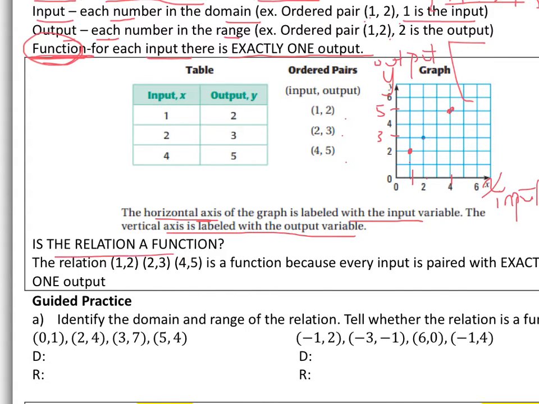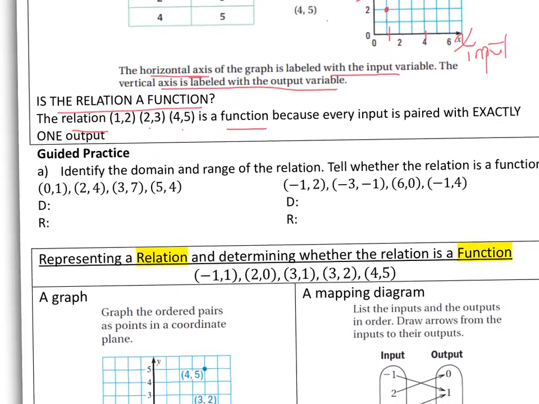Is this relation a function? Let's see. The relation 1, 2, 2, 3, 4, 5 is a function. Again, remember, for every input, there is exactly one output. So this means that the x value cannot repeat. Otherwise, it will not be considered a function. So let's practice here.